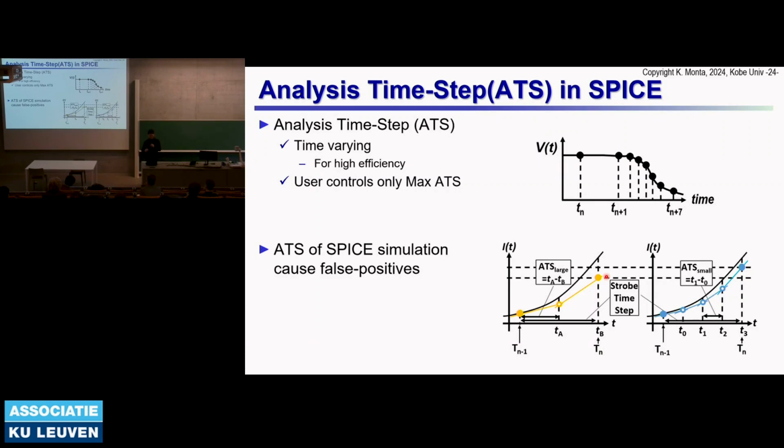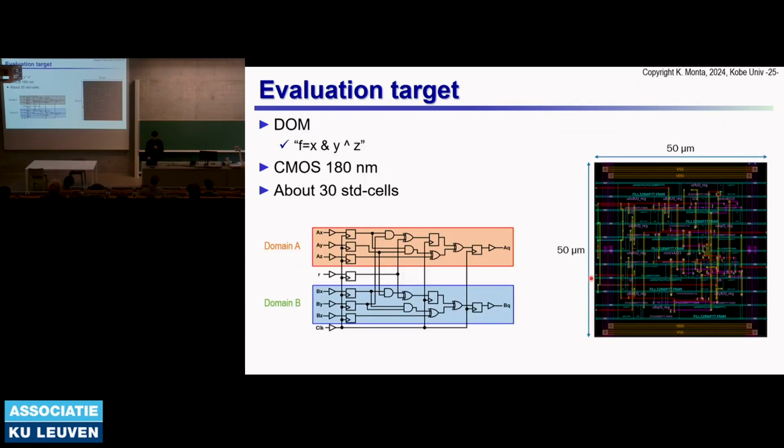This difference caused by different analysis time steps is small enough for IC designers, such as analog designers, evaluating the speed of the IC chip, which can work. But this small difference can cause false positives in security evaluation, because security evaluation uses correlation or something like that. So it's really sensitive. Even though these differences are small enough for circuit designers, this can cause false positives in security evaluation. I'll show an example of this false positive.